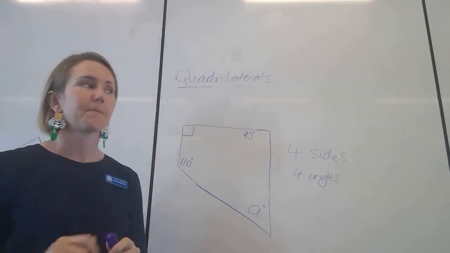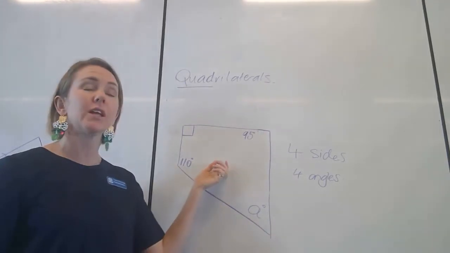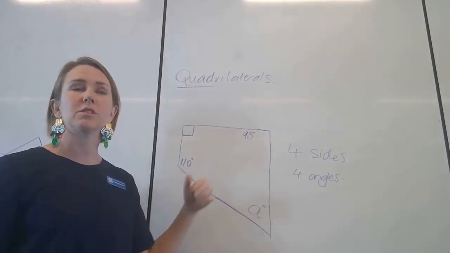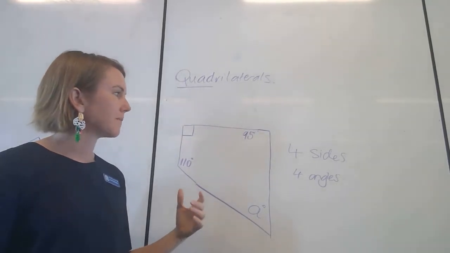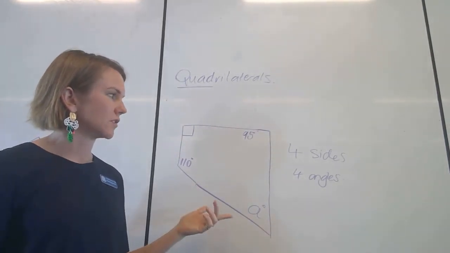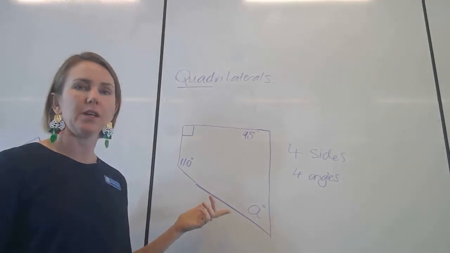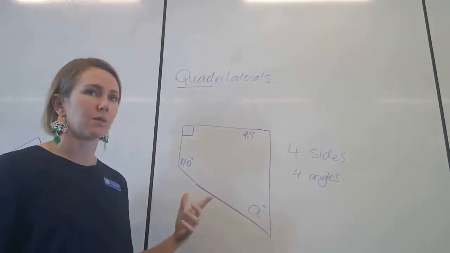Okay, so this is an irregular quadrilateral because the 4 sides are probably going to be different lengths, and the 4 angles are different too. So this is all about finding an unknown angle. Here's one example of a question.